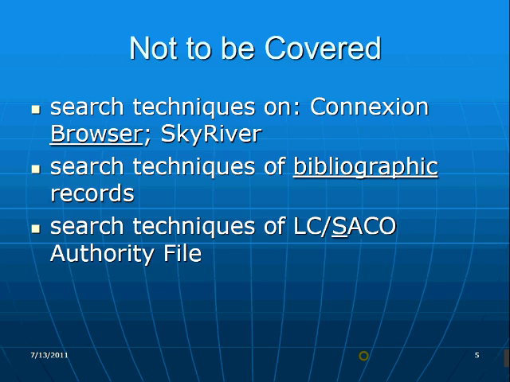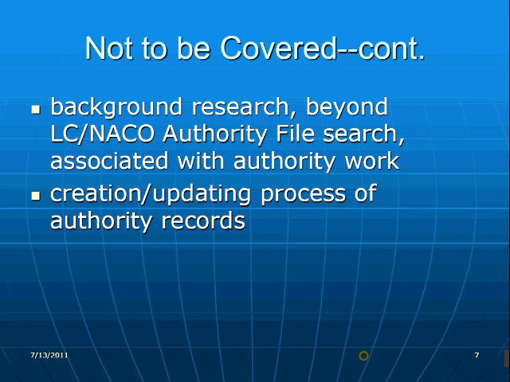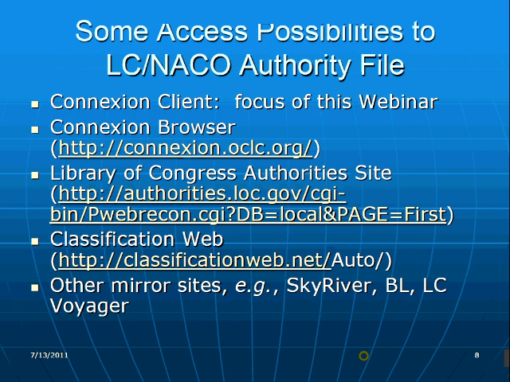The following are outside the scope of this webinar: search techniques on Connexion browser, Sky River, search techniques of bibliographic records, search techniques of LC NACO authority file, MARC tagging and coding, cataloging rules, background research beyond LC NACO authority file search associated with authority work, creation and updating process of authority records. Although not specifically covered, some cursory mention might nonetheless be made on some issues listed here.